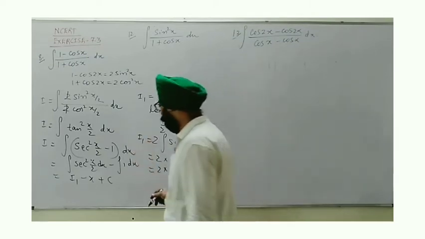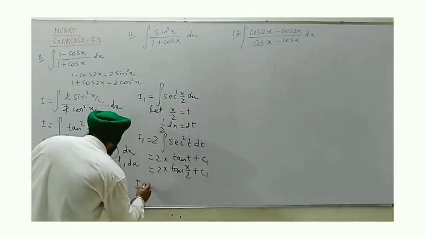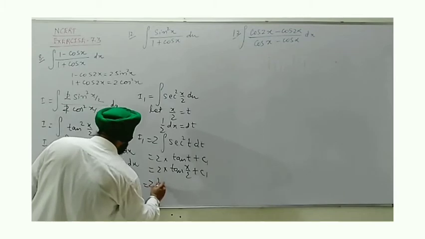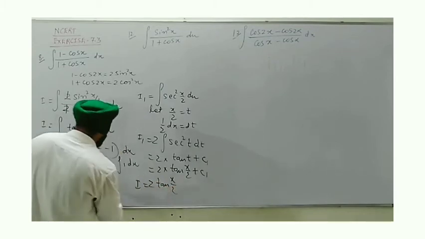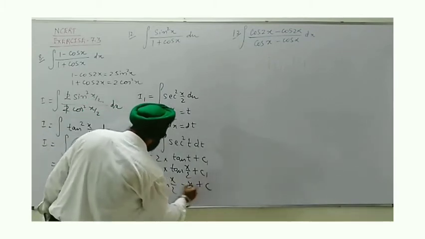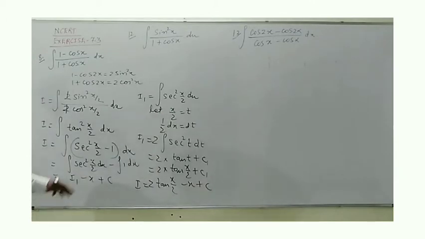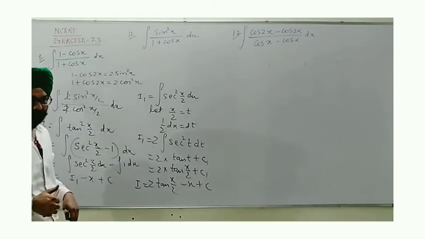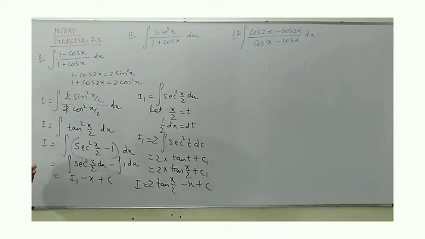But finally I will write I as twice tan x by 2 minus x plus c. That C1 is also contained in C. I hope you have got this one method. Here I have directly used these identities from the beginning. Now we will see the next.